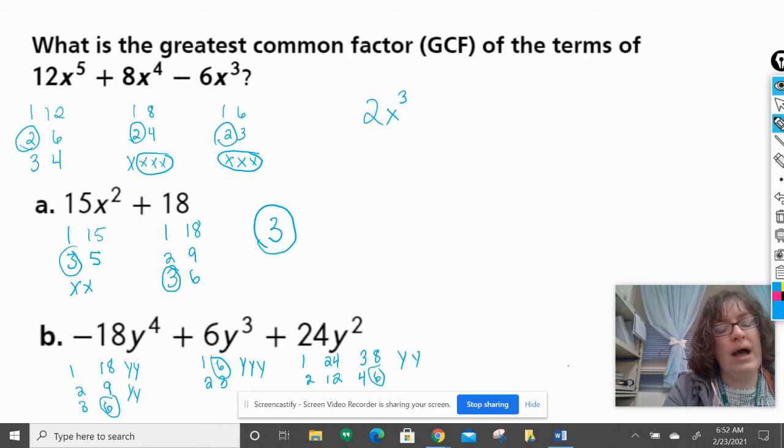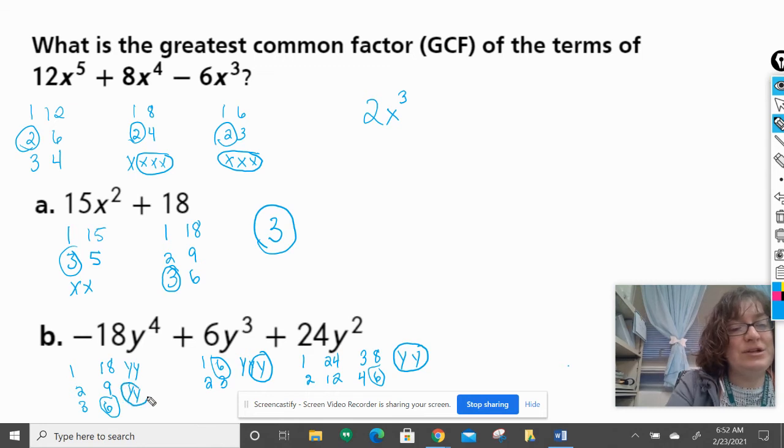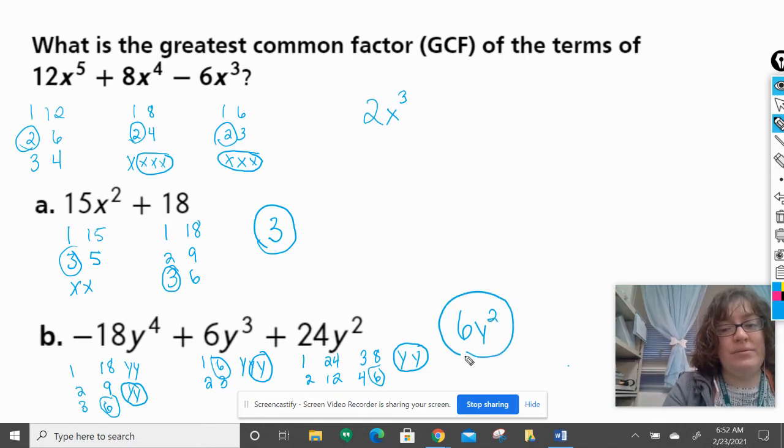All right, looking at y's. The biggest number of y's I can circle here is 2, and so I look and see, yep, I can circle 2 in all of those. So that means my greatest common factor is 6y squared.